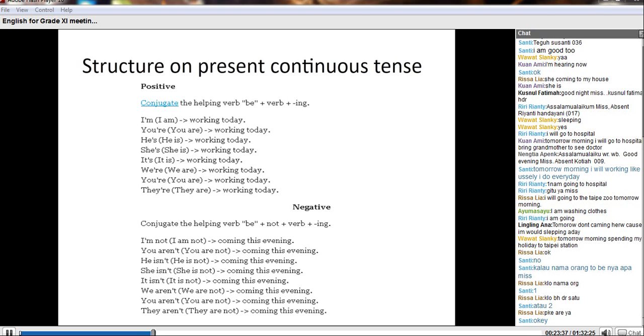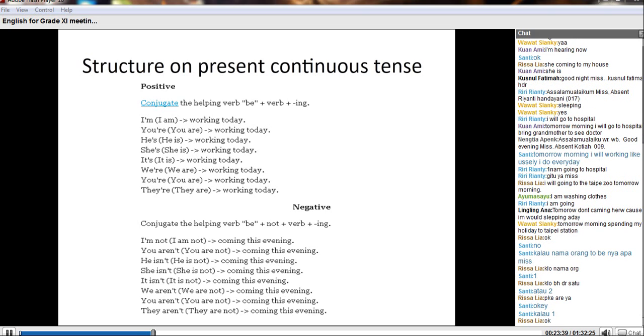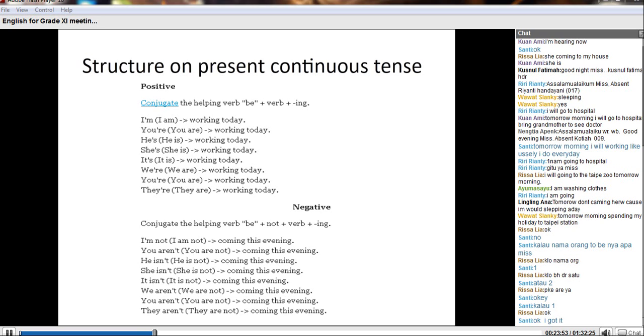But if you only state one person, like Wawat is listening now. Sama satu orang, you use is. Okay? Okay, good.